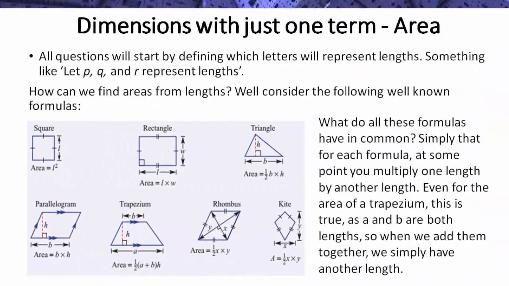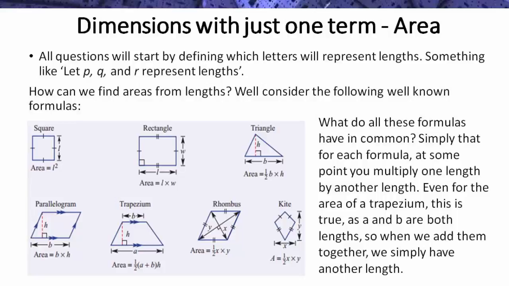Let's take a look at area. Now, all the questions in the exam tend to start with the phrase, let P, Q and R, or A, B and C, or any 3 letters really you like, represent lengths. It will then ask you, how can we find areas from these lengths? Well, let's have a look at 7 well-known formulas for finding areas. We have the formula for a square, rectangle, triangle, parallelogram, trapezium, rhombus and kite.